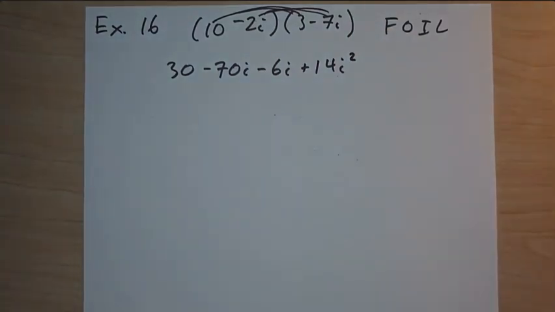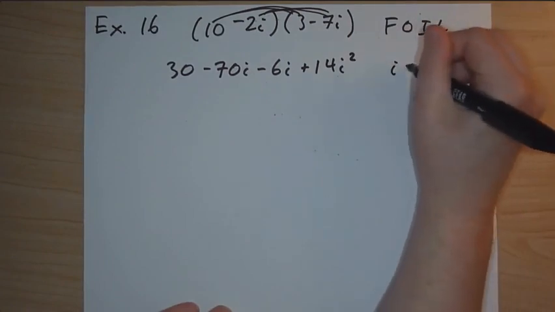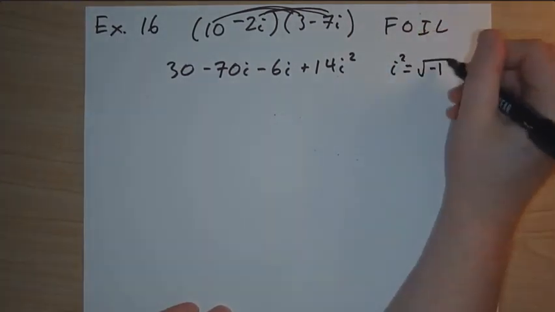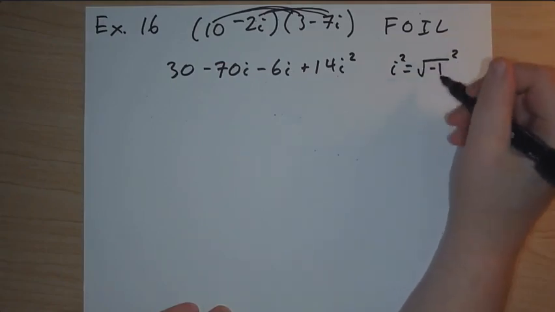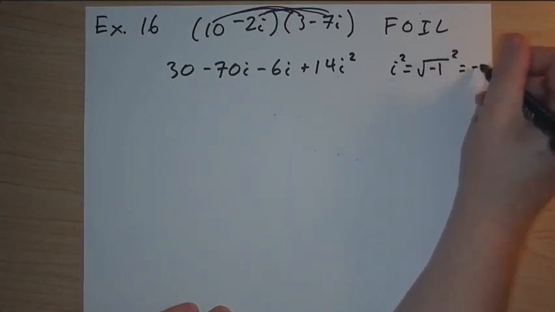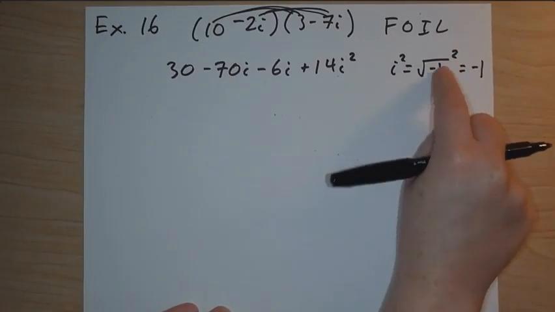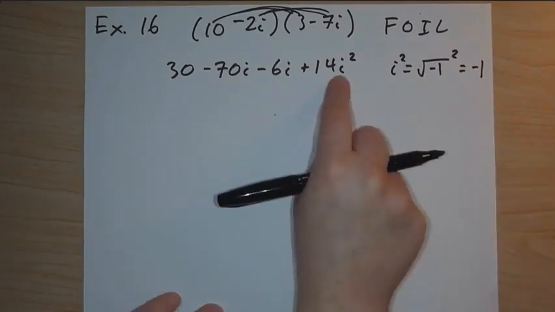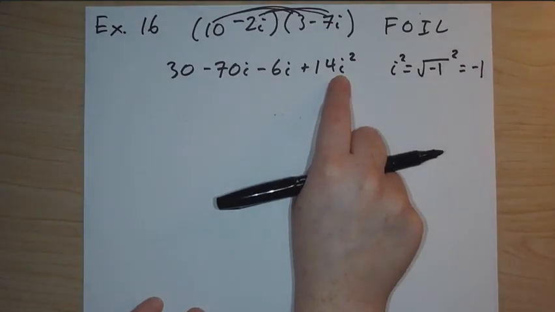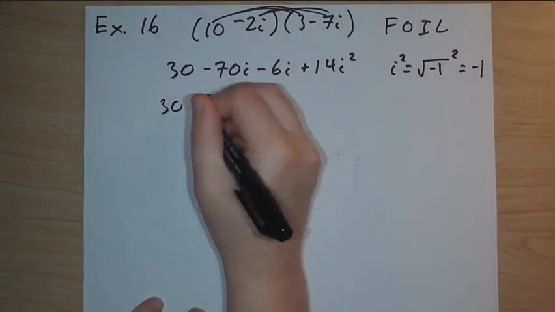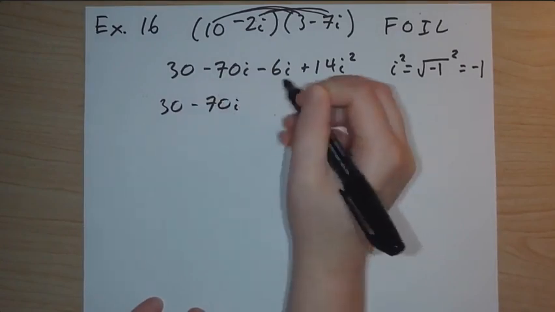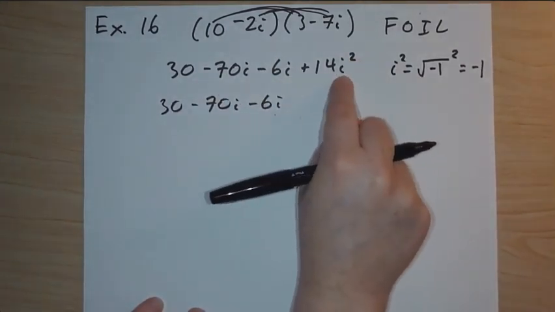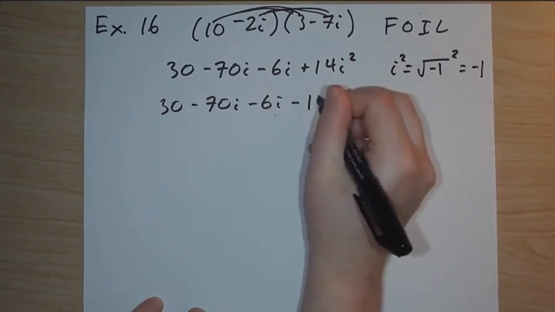So, like I explained in the last one, i is the square root of negative 1. So if we square i, that's just going to be negative 1, because the squaring of a square root is whatever's inside of that square root. So this i squared is just negative 1, so you can rewrite this as 30 minus 70i minus 6i plus 14 times negative 1, which is just negative 14.